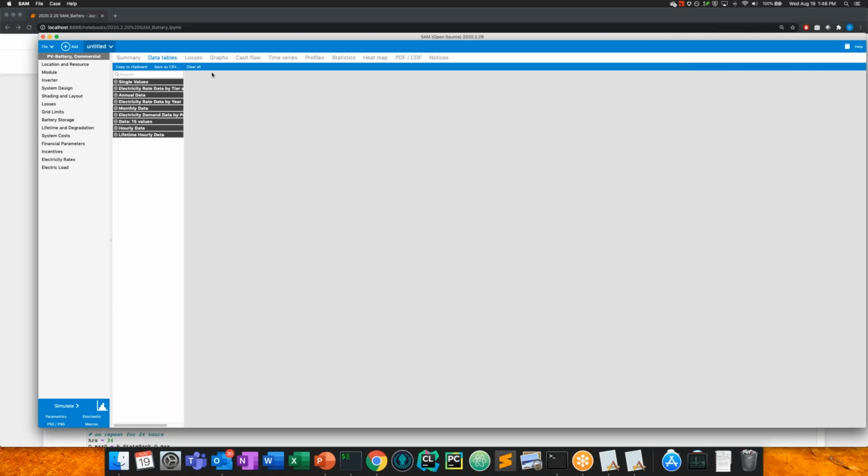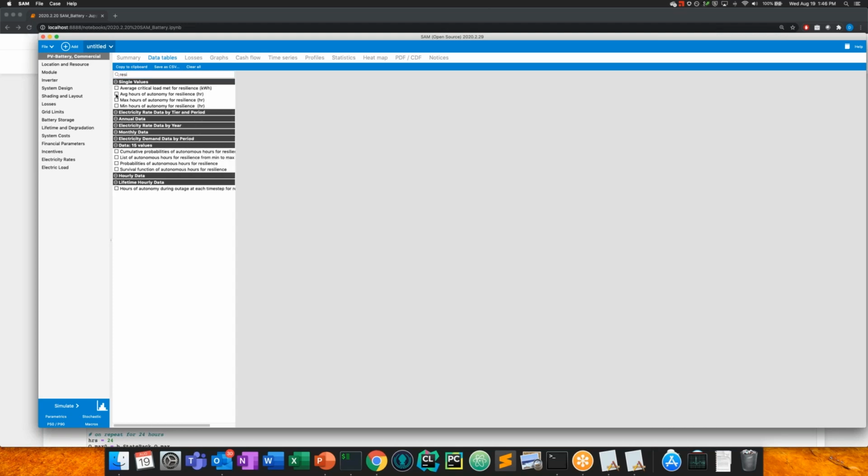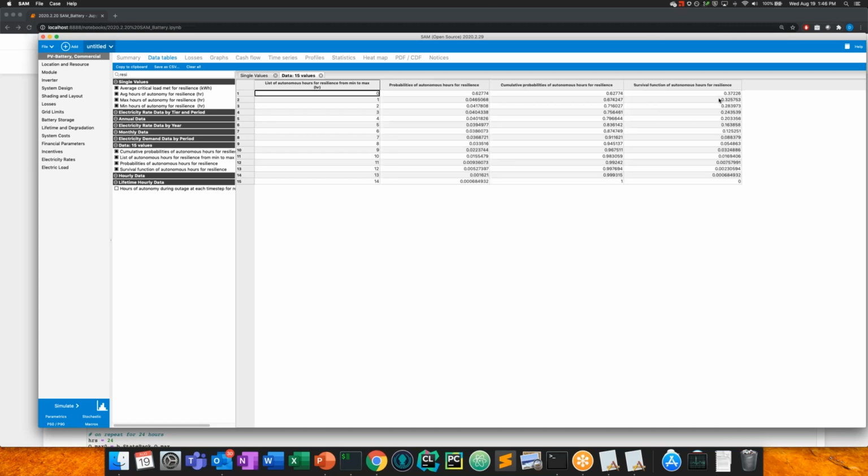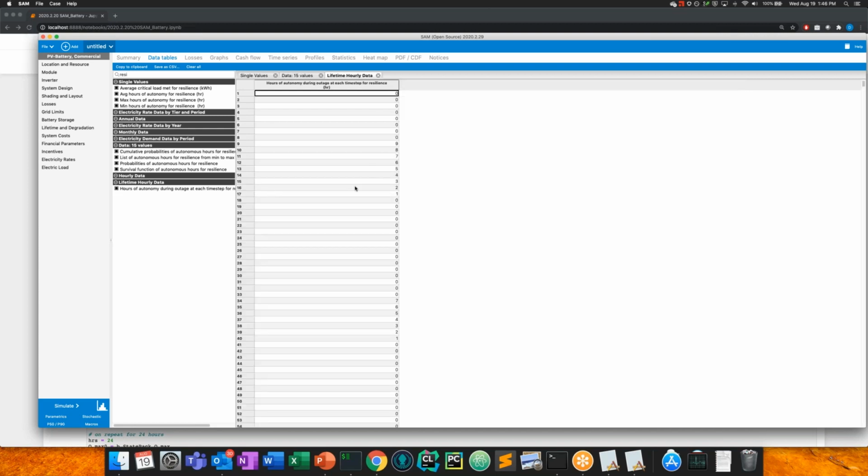We can also look at the other metrics by searching for resilience. So here we have the average critical load, the average max and min hours of autonomy. We can see the range of autonomous hours. So it's anywhere from 0 to 14, as well as the PDF, the CDF, and the survival function. And we have a time series, which states that if an outage had occurred at hour 10, my PV battery system would be able to meet my critical load for the next 8 hours.